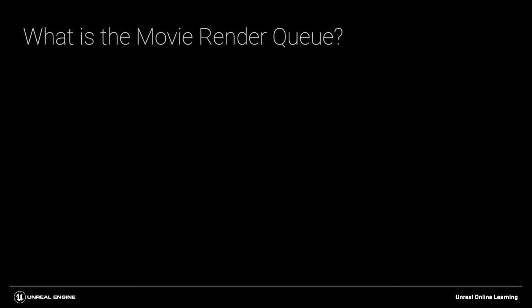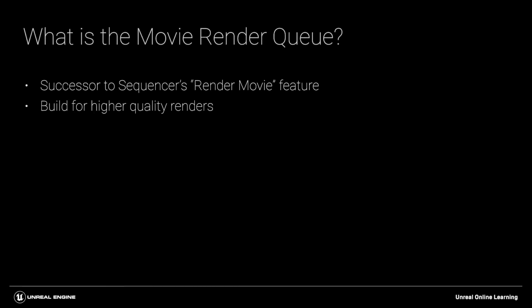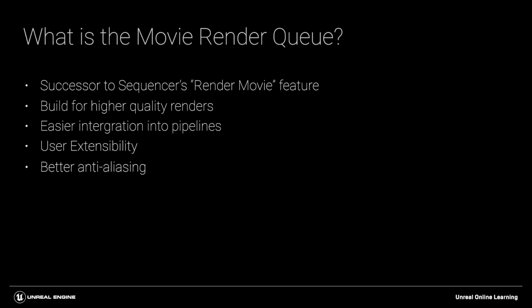What's the hype? So to quote the official documentation, the movie render queue is a successor to the sequencer render movie feature, and it is built for higher quality, easier integration into production pipelines, and user extensibility. With the movie render queue, you can accumulate multiple render samples together to produce the final output frame, which allows for much higher quality anti-aliasing, radial motion blur, and reduced noise in ray tracing.